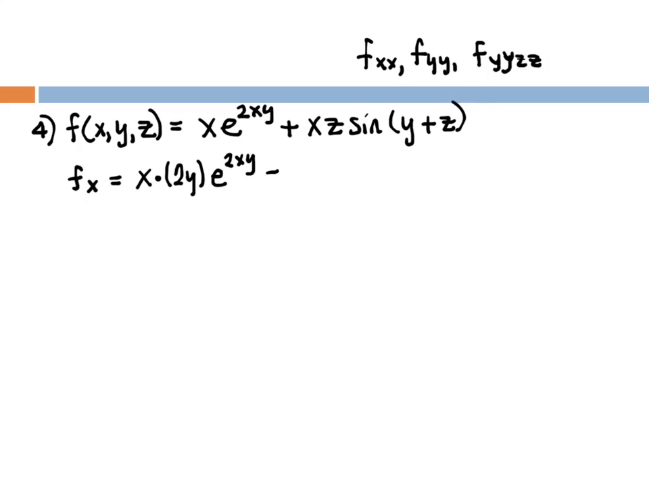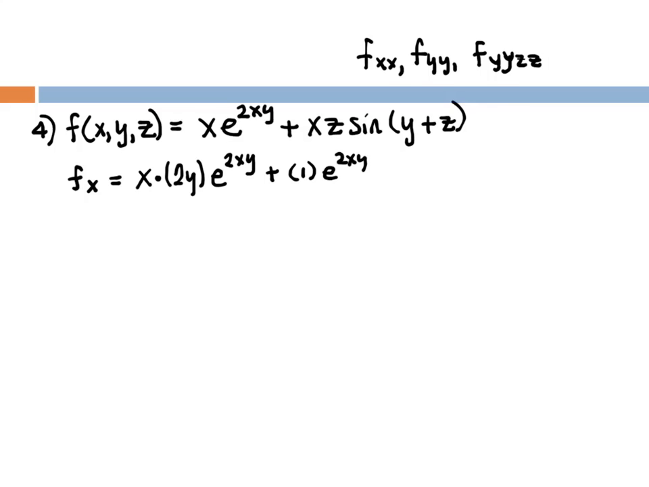And then the second portion of the product rule is to take the derivative of the first part, which would just be 1. So all I'm going to get is, you know what, I'll write it in just for fun, 1 times e to the 2xy. So all of that is the partial derivative of x e to the 2xy.